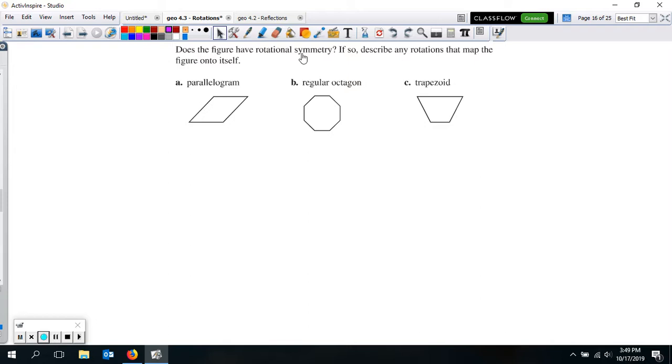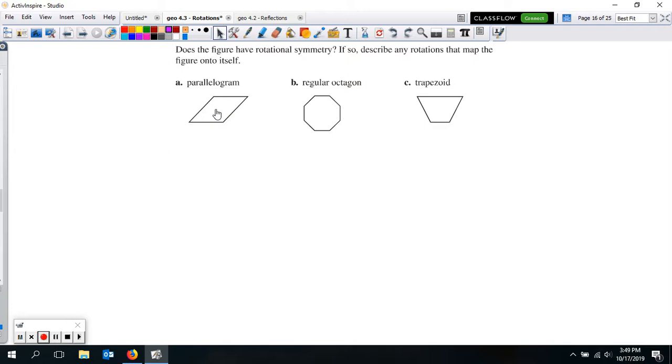It says, does the figure have rotational symmetry? A is a parallelogram, we've got a regular octagon, and we've got a trapezoid. So if you can think about it, it's going to have a center point, and you're going to rotate it, spin it around that center point. So if you can think of that in your mind as you do this. Obviously, we don't have the technology right on our papers to be able to do that.